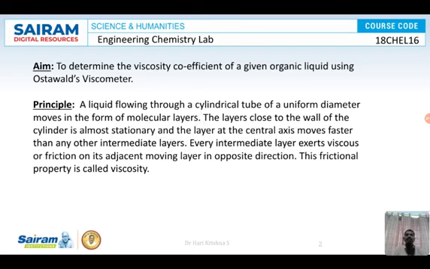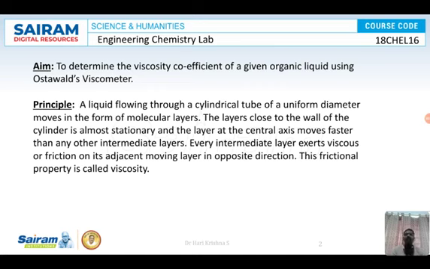There are n number of apparatus to determine the viscosity coefficient of an organic liquid, but here we are going to use the Ostwald's viscometer. The Ostwald's viscometer is named after the scientist Ostwald, who was the first person to design the viscometer. We have in fact many viscometers named after the person who invented or designed them, but Ostwald's is the commonly used viscometer.